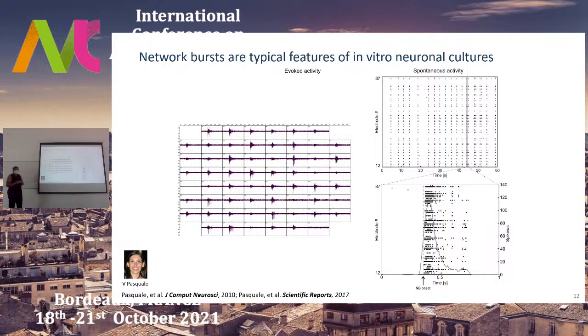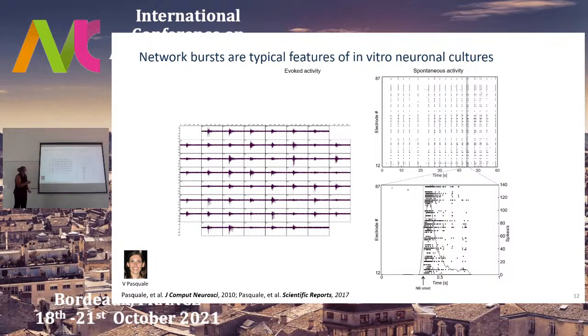And there are basically 2 things that you can easily understand when you look at the raster plot. The first is that more or less all the channels are behaving in the same way, because these networks are highly connected. And the second, that there is a pattern of activity that emerges only when you look at the culture as a whole, and this is a highly synchronized event on all the channels.